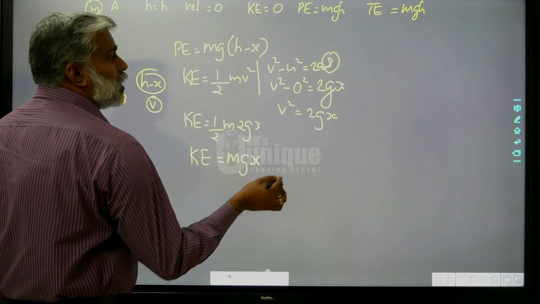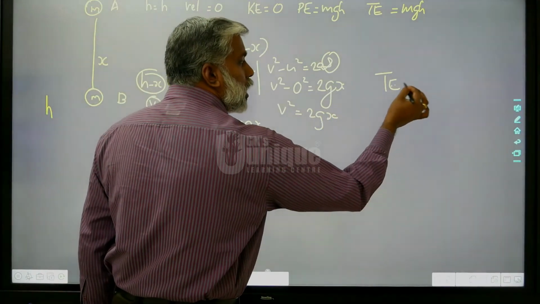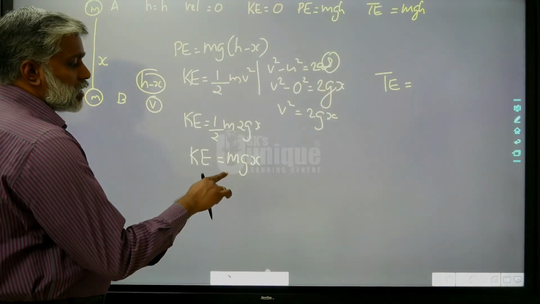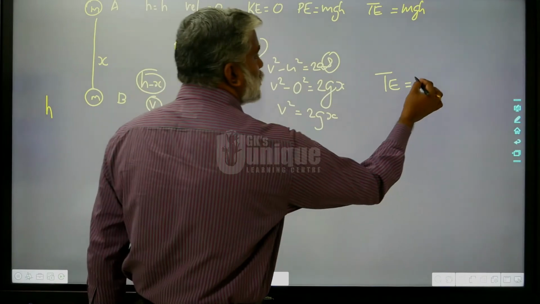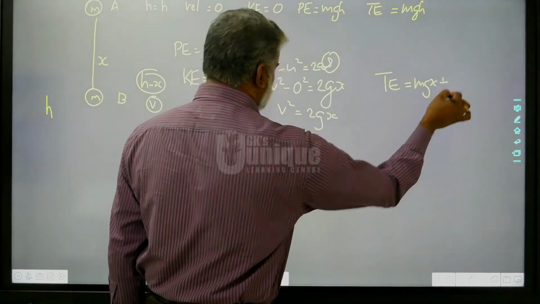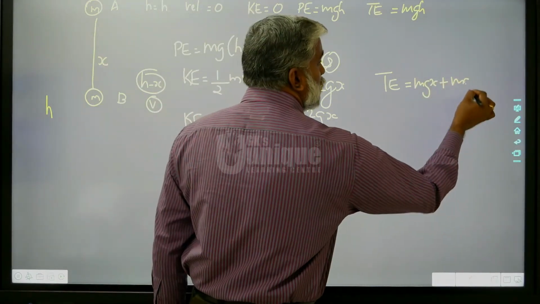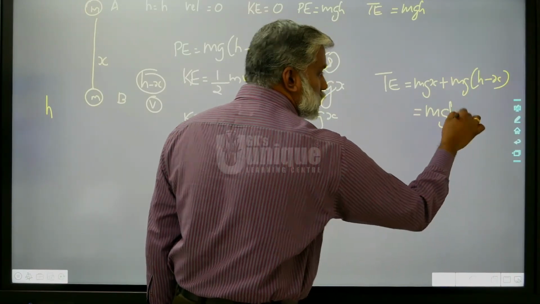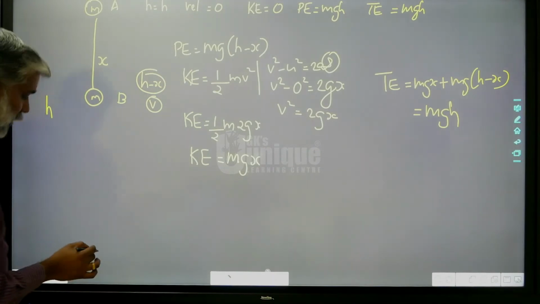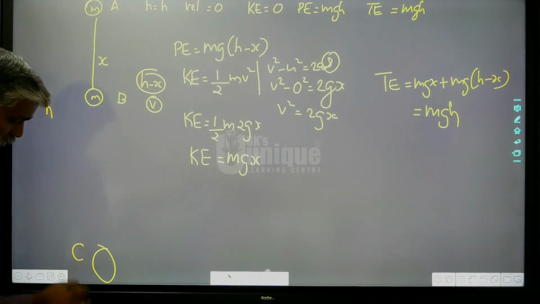No problem. See, what is the total energy of your body at this new position? Kinetic energy plus potential energy. So mgx plus mg into (h minus x). Again you will get the answer as mgh. Then your body will reach the ground. Am I right? This position is C.